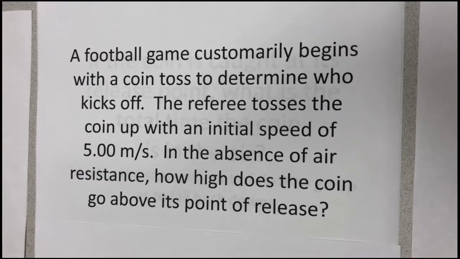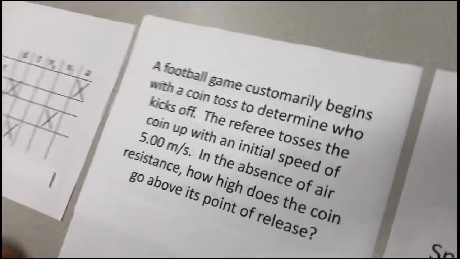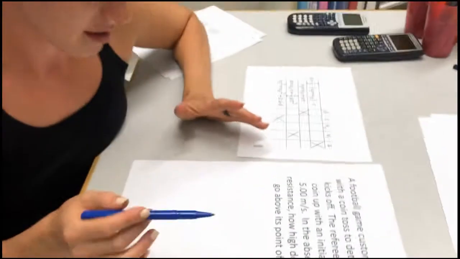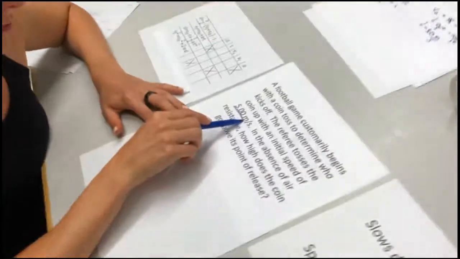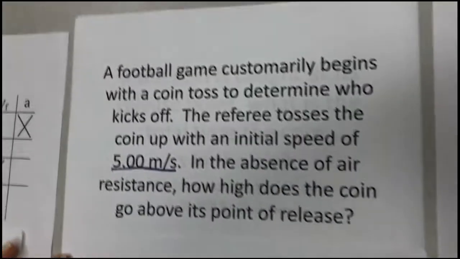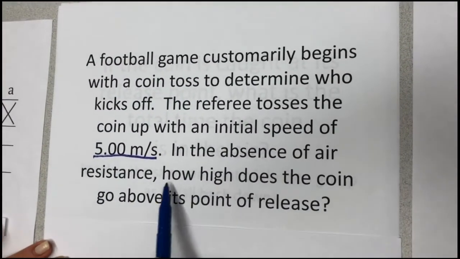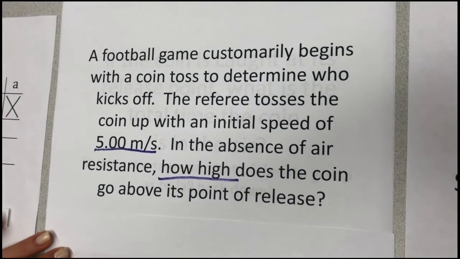Boom. A football game customarily begins with a coin toss to determine who kicks off. The referee tosses the coin up with an initial speed of 5 meters per second. In the absence of air resistance, how high does the coin go above its release?